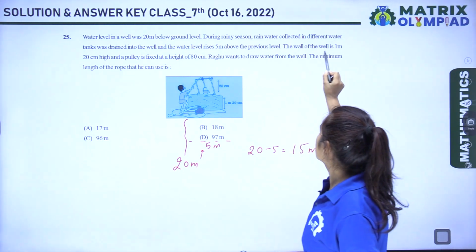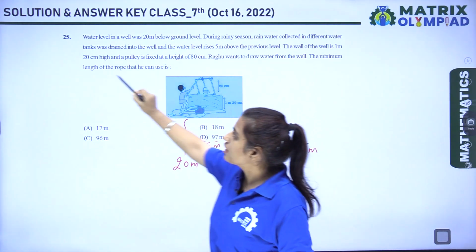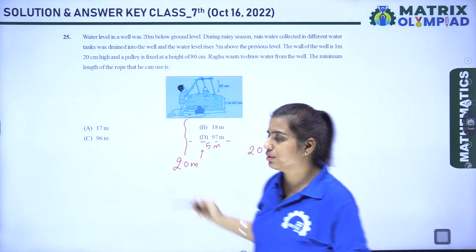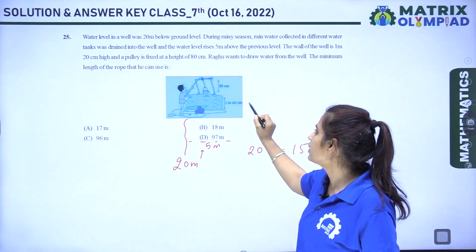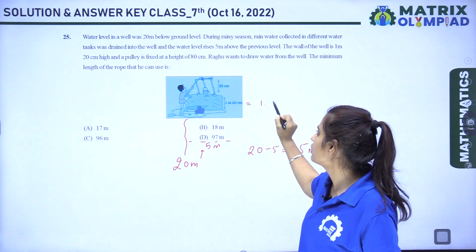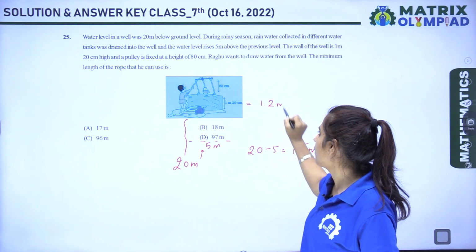The wall of the well is 1 meter 20 centimeters high. So here the wall of the well is 1 meter 20 centimeters. We can write it as 1.2 meters.